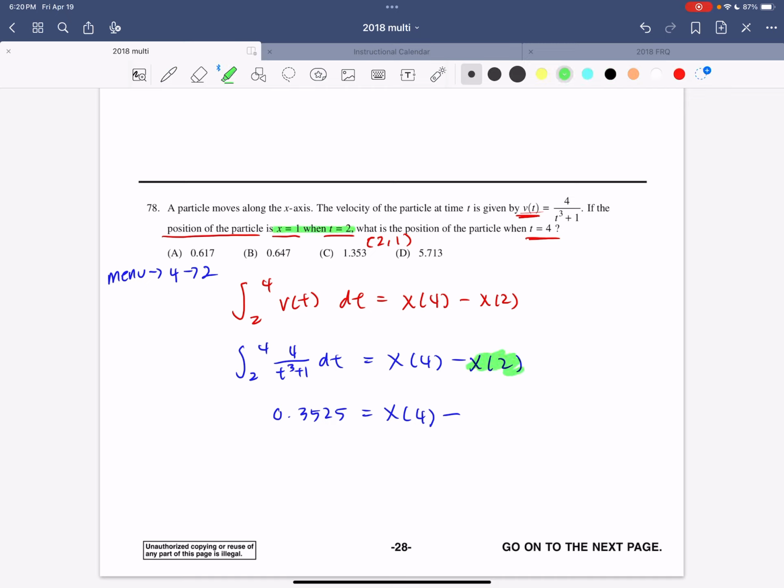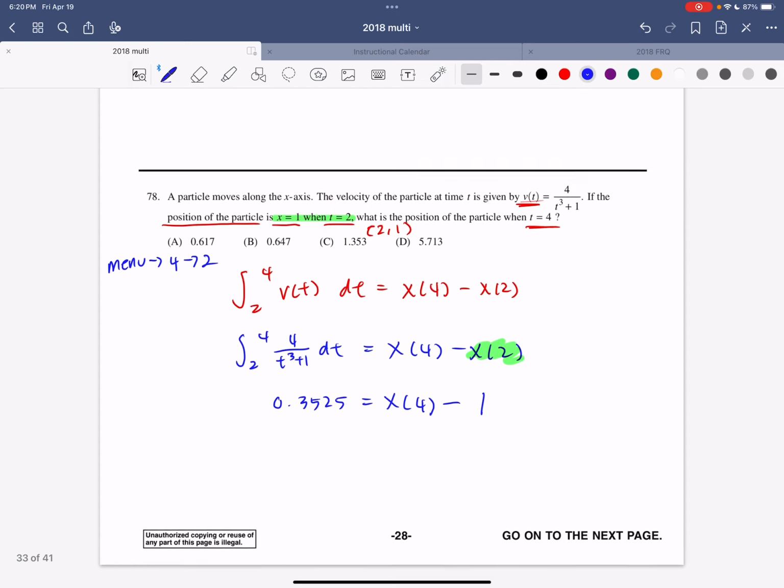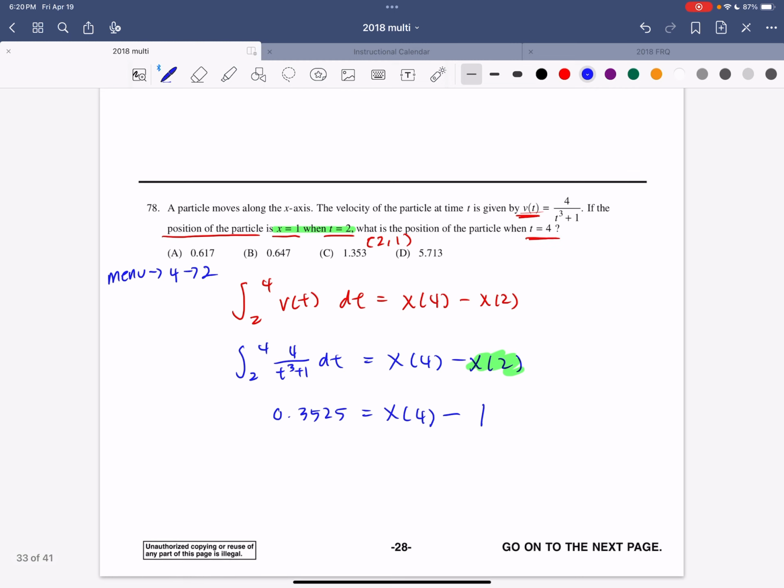That is given to us when t is equal to 2, x is equal to 1. So instead of this, I'm going to put 1. You're looking for position, which means y value when x is equal to 4. So you're looking for this one. So what you're going to do is just do plus 1 both sides. So you get x of 4 equals 1.352, something like that. So your answer is going to be C, like this easy.